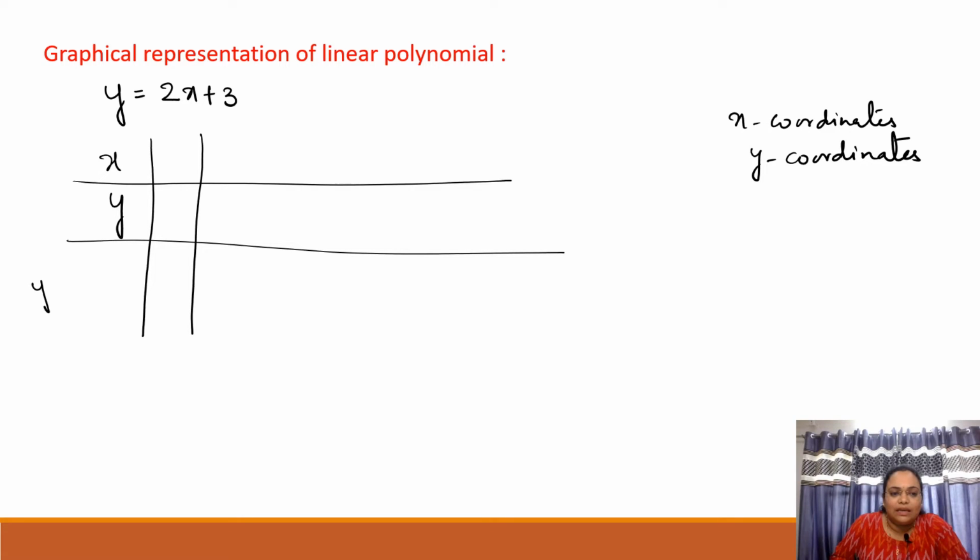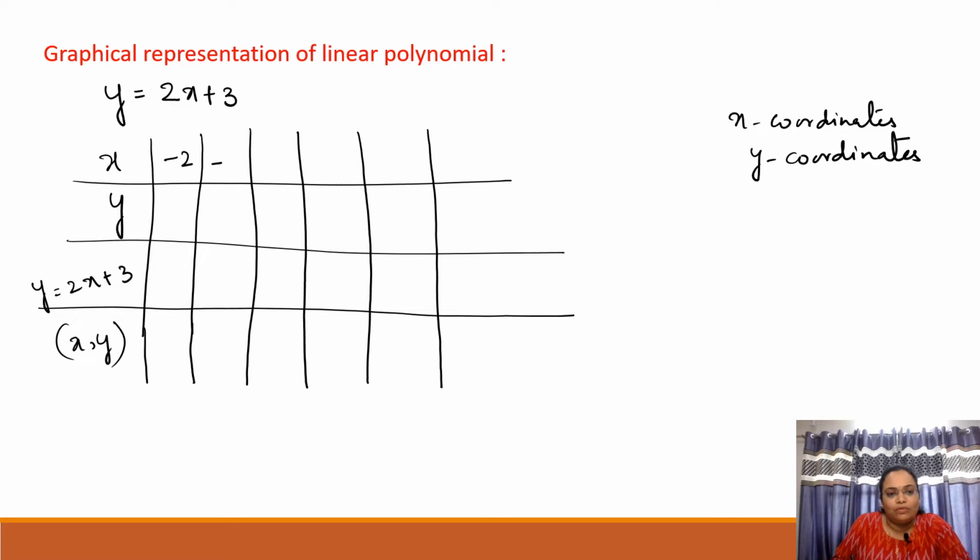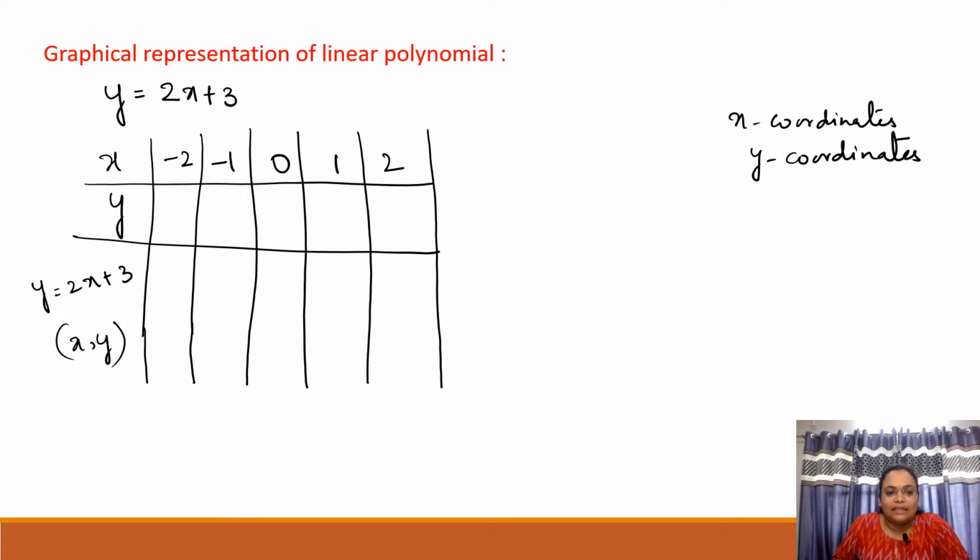Now let us take x coordinates and y coordinates. So this will be y is equal to 2x plus 3, and this is your x coordinate and the y coordinate. So minus 2, minus 1, 0, 1, 2. First we will take these 5 points and plot a graph. While plotting the graph, if you need any more points, we can extend the points. When x is equal to minus 2, what will be the y? y will be 2 of minus 2, which is minus 4 plus 3, which is minus 1. So y is minus 1.